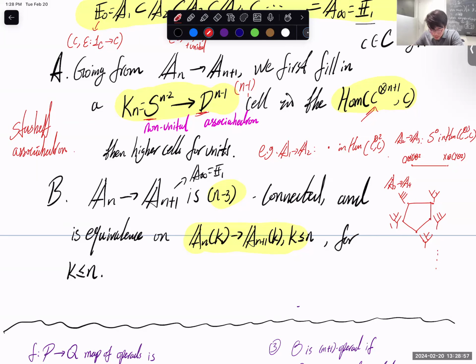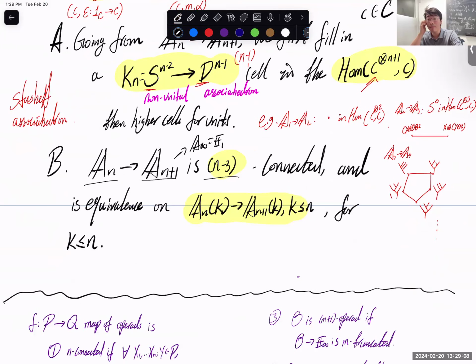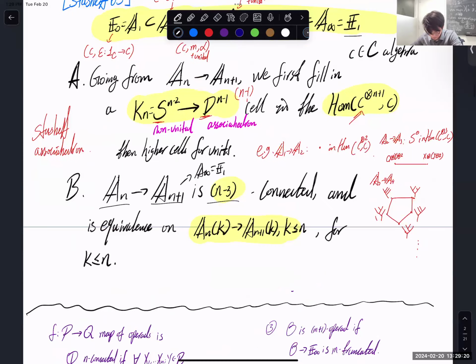Okay, good. So let me tell you some features about this. The first feature is that going from one cell to the next cell is what we call N-1, N-3 connected. Basically this connectivity level is about the dimension of the cells you're trying to fill in. When I go from A1 to A2, I have to actually give you a new multiplication. But I don't have to give you any new multiplication after that. For example, from A2 to A3, I just have to identify two operations together, which again is in some sense less data. It's like higher dimensional data. You're working with a higher dimensional sphere.